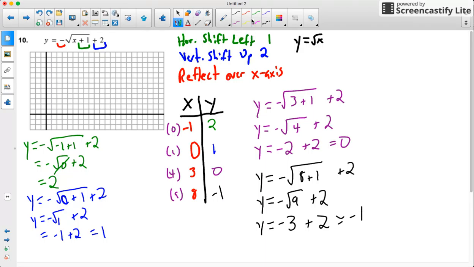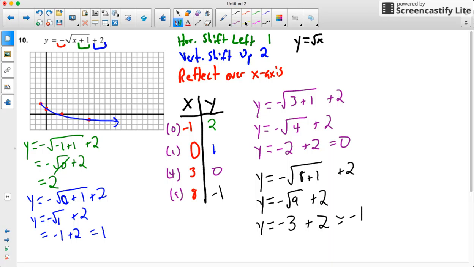Let's take each and every one of these and plot them on my graph. I've got negative 1, 2; 0, 1; 3, 0; and 8, negative 1. So 3, 4, 5, 6, 7, 8, negative 1. And it looks like my graph is looking something like this. And just as we expected, we had that shift to the left 1 and up 2, and we had this reflection happening here. So this is all according to plan. Everything looks like it worked out.